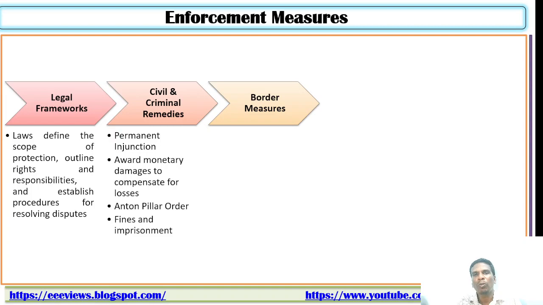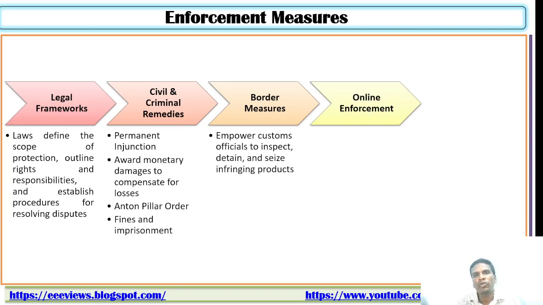Based upon that, they will examine the product to see whether it is infringing or not. If it is an infringing product, they will take further action, whether to destroy it or return it to the court. The further action is taken based upon the nature of the product. So border measures mainly focus on empowering customs officials to inspect.